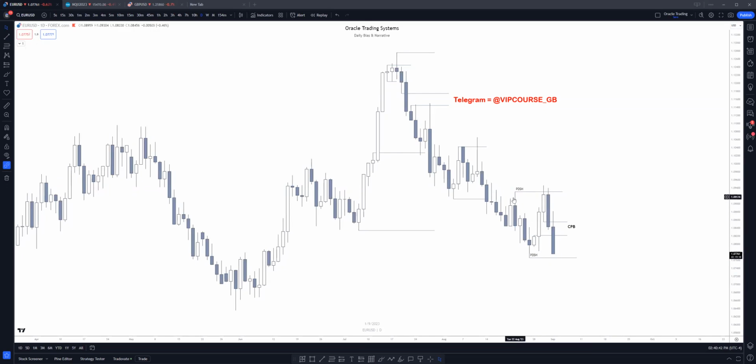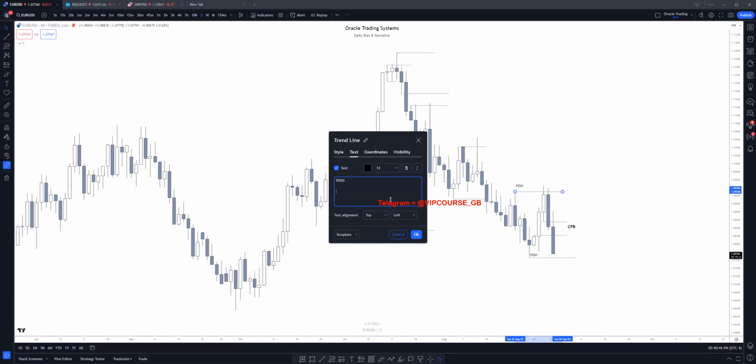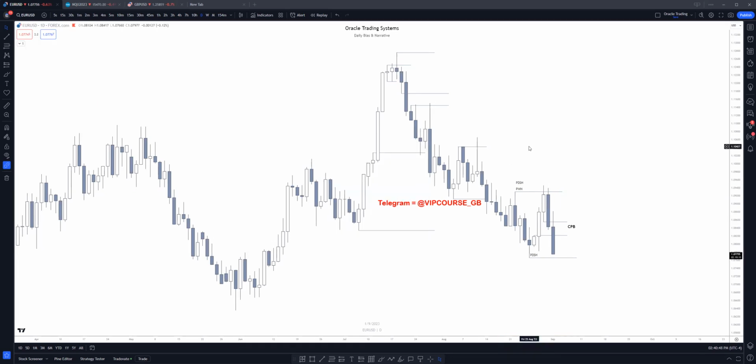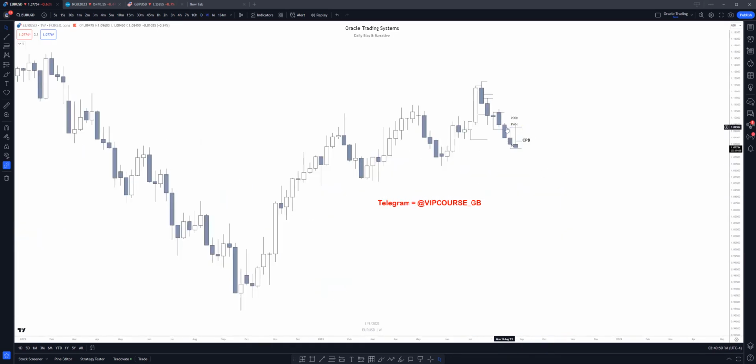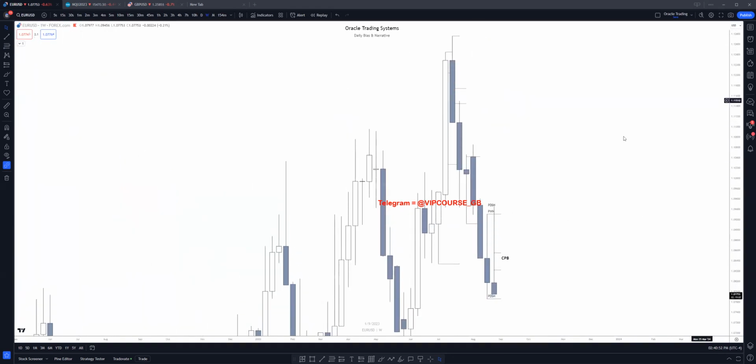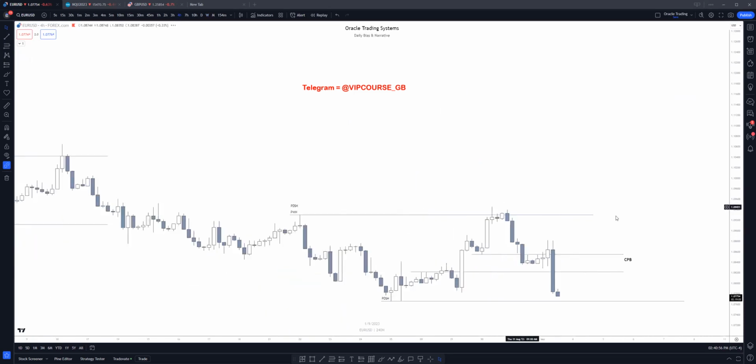We can also see here that this is the previous weekly high. If I go to the weekly, the previous weekly high is swept, taken as liquidity, and we're looking to fade that move.